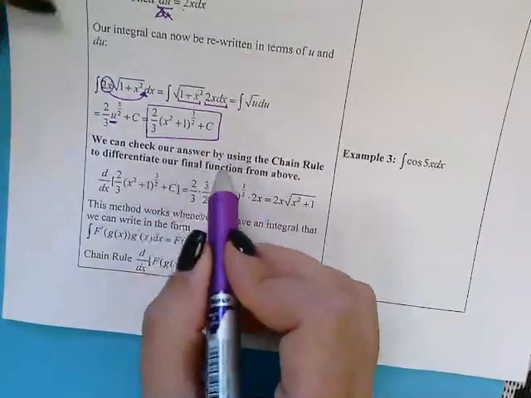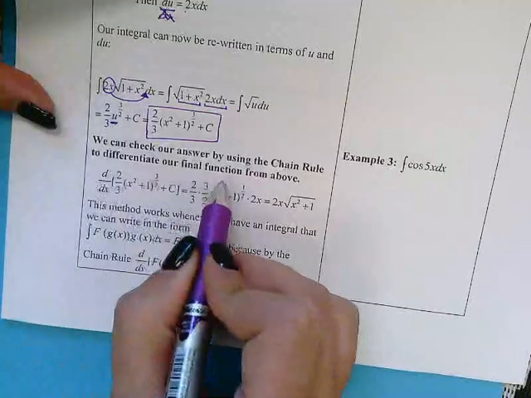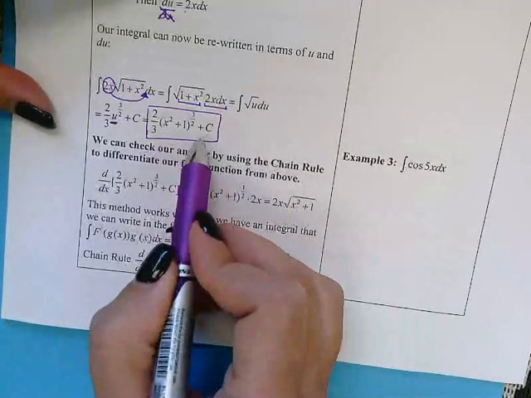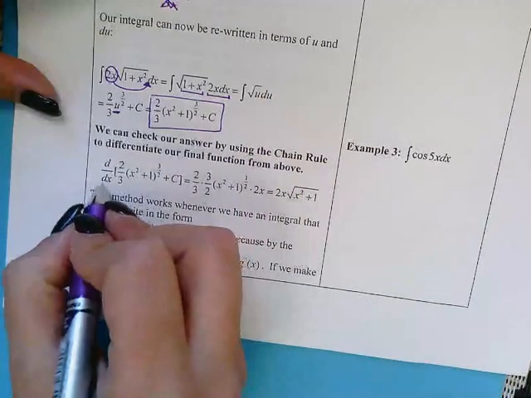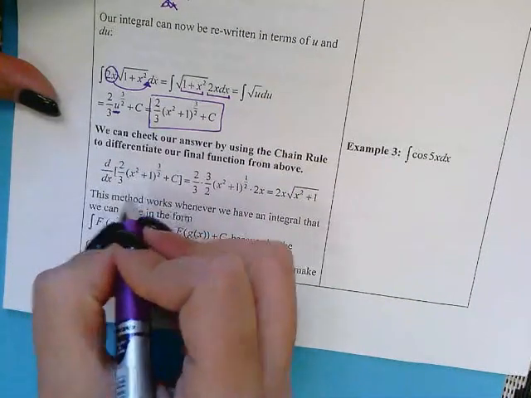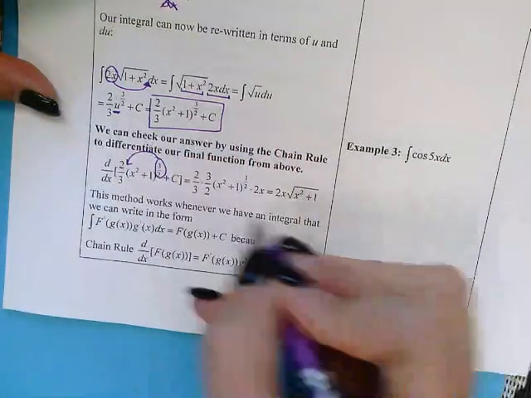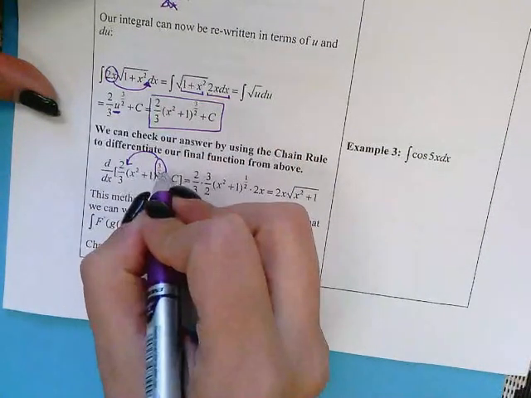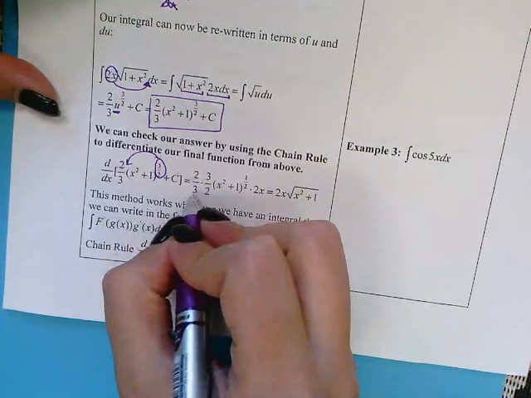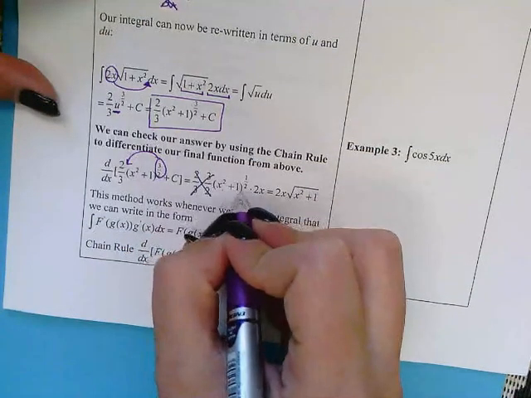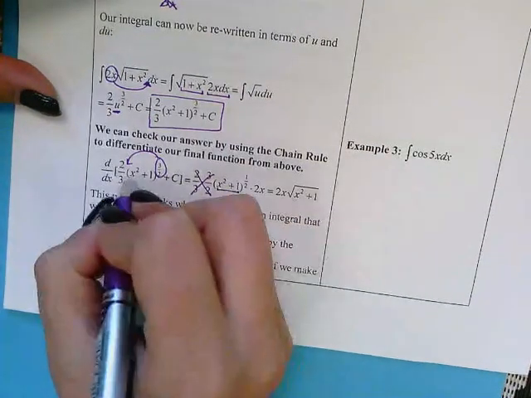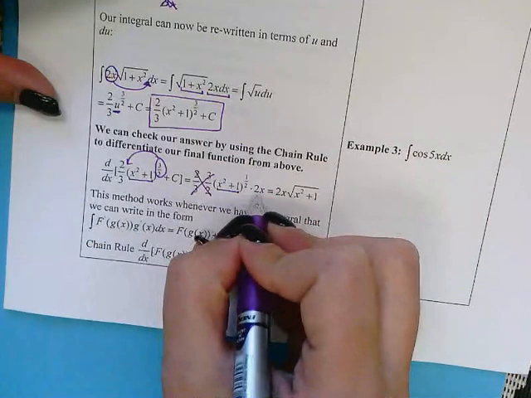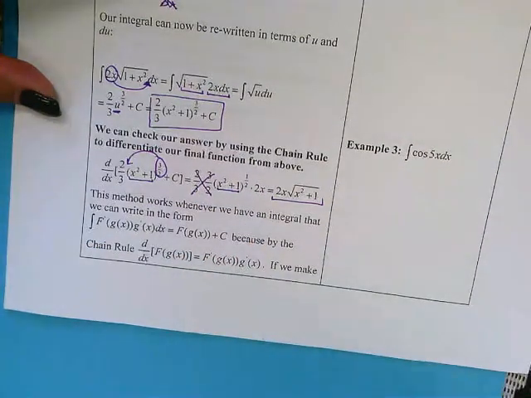Now we can check our answer by using the chain rule to differentiate our final function from above. Basically all that means is work backwards. So find the derivative of this and see if you get what you originally had. So take the derivative of all of this, which means this guy comes down, right? So 2/3 times 3/2. This gets subtracted by 1. So you end up with x squared plus 1 to the 1/2 times 2x, because we're using the chain rule. So we're taking that center, x squared plus 1, and multiplying it on the outside, and you end up with what you had originally.